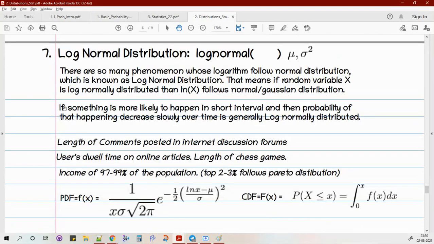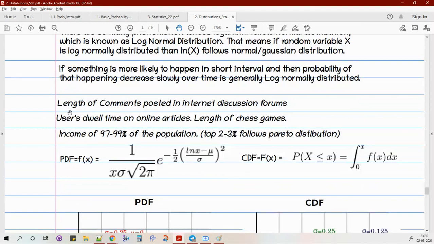Correct? So here I have given the intuition: more likely to happen in a short interval, then the probability decreases slowly over time based on the variance. Then we are using this log normal distribution. A good example is users' dwell time on an online article, or the length of a chess game, like that.